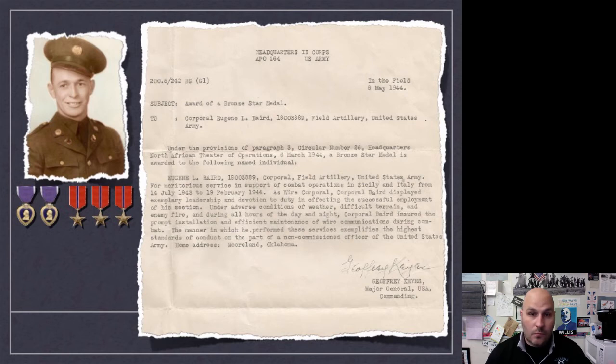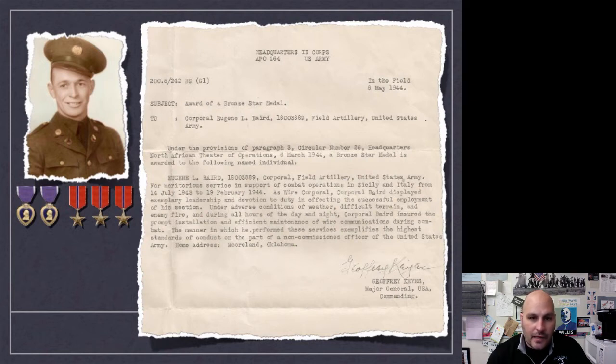So, again, why are we talking about Corporal Baird? So I'm going to tell a little bit of the story here so you can understand why him. All right, and what we have here on this slide is a letter from Jeffrey Keyes, Major General, USA, Commanding General of his force here at the 2nd Headquarters. And this particular letter was written in the field on May 8th, 1944.